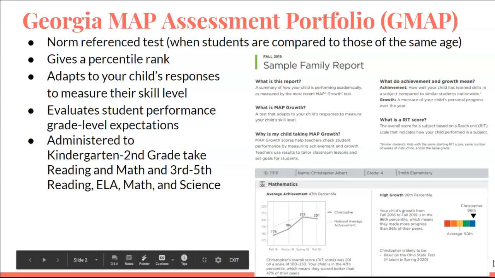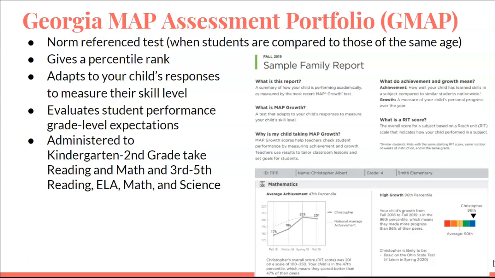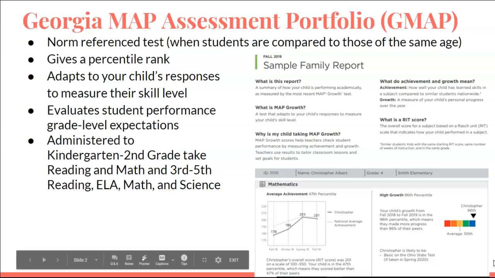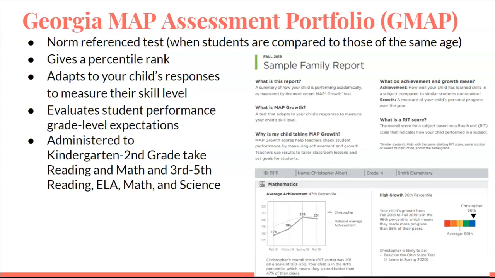The test adapts to your child's responses to measure their skill level. This means that if your child is able to answer simple questions, then the questions become more and more difficult as the test continues. The test is given 3 times a year: fall, winter, and spring. Kindergarten through 2nd grade takes the math and reading portion, and 3rd through 5th grade take the math, reading, ELA, and science portion. The picture to the right shows the family report that you will be receiving from your child's teacher.